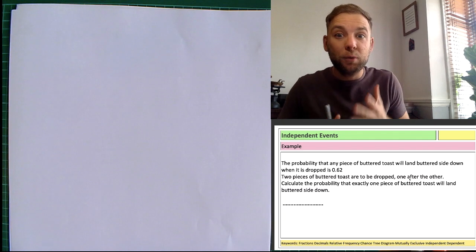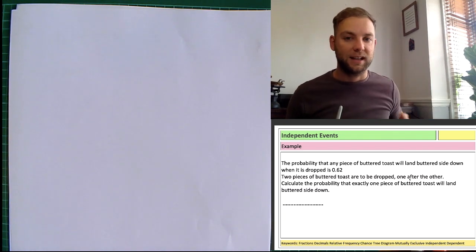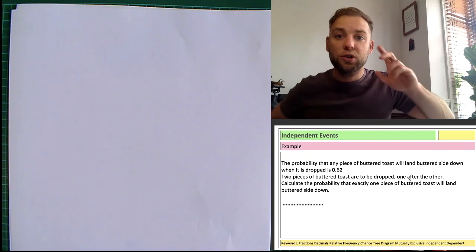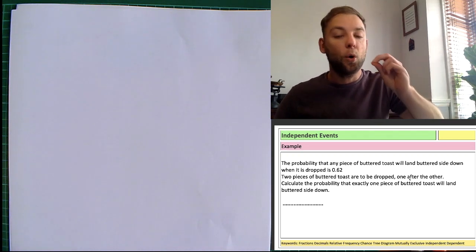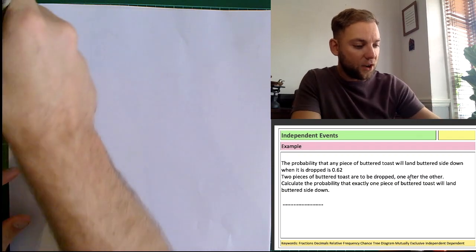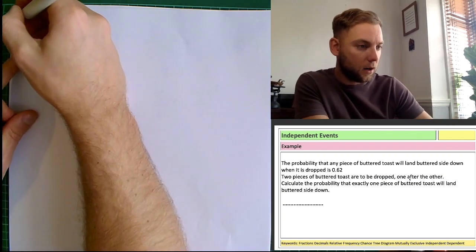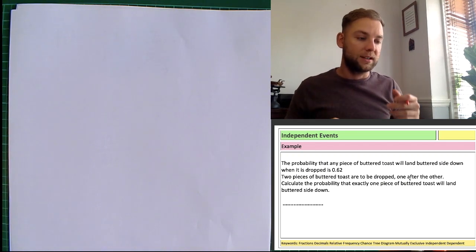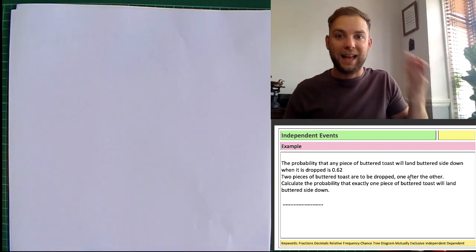Now we could, if we wanted to, draw a tree diagram for this, but I want to try and stay away from that, just with this case, and I want us to try and think about all the different options that we could have. So, the different options are the fact that it's either going to be butter side down or it's going to be not. So let's go B and N.